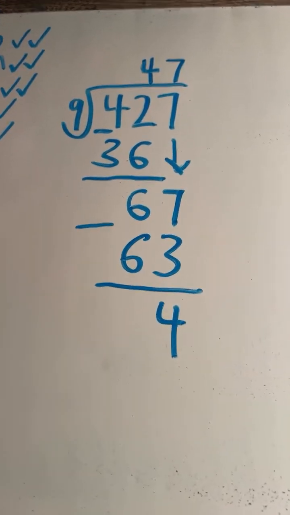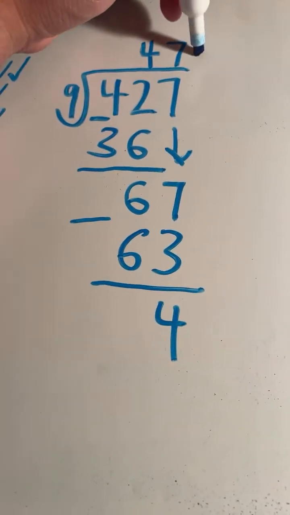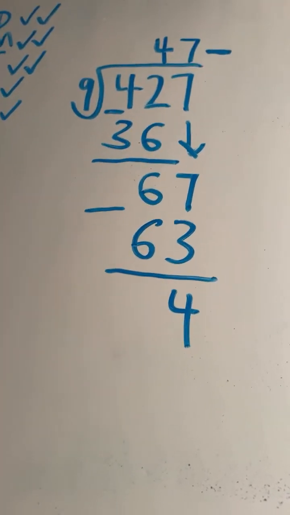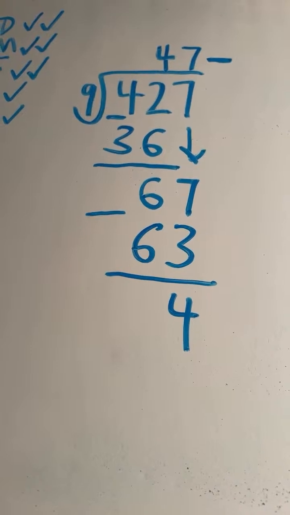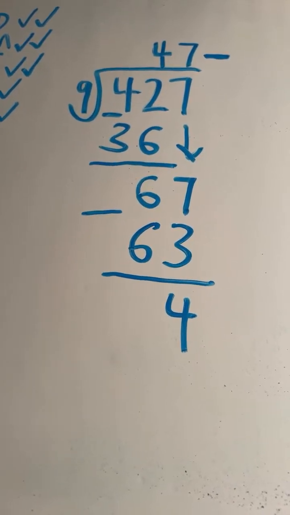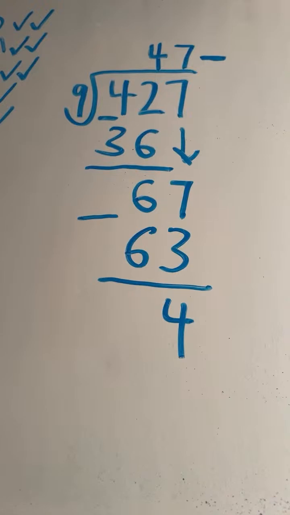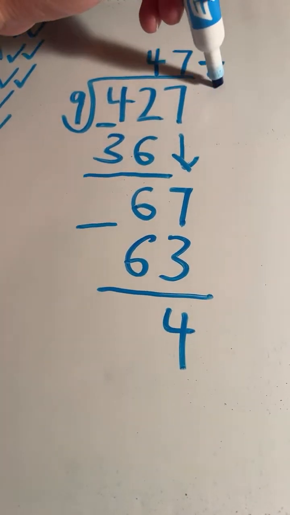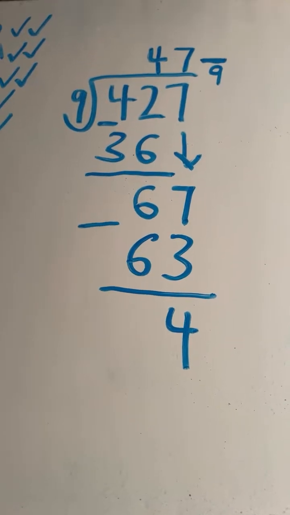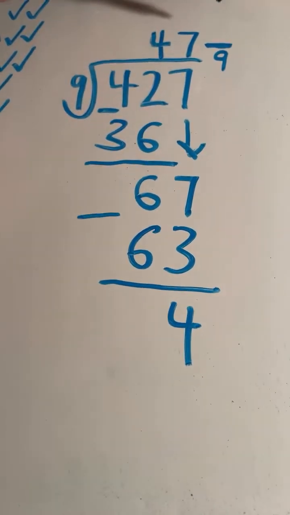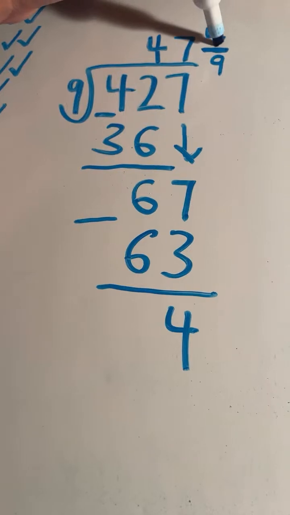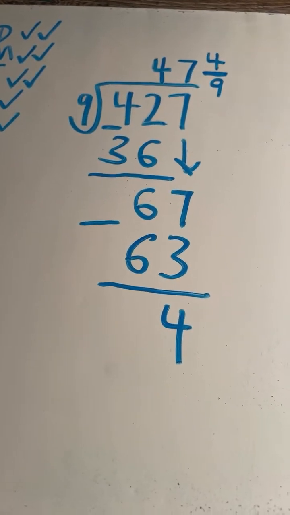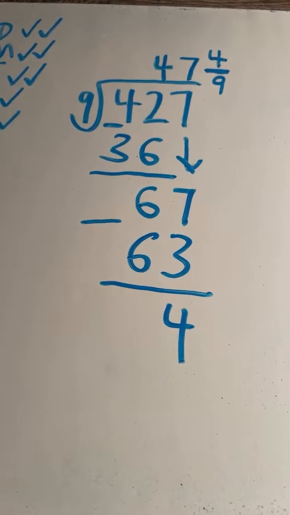So how do we figure out the mixed number? Well, we have a whole number and a fraction here. That's what a mixed number is. So the number we're dividing by is our denominator, and our remainder is our numerator. So what are we dividing by? We're dividing by 9. 9 is our denominator. What is our remainder? Our remainder is 4. 4 is our numerator. So we have our final answer. 427 divided by 9 equals 47 and 4/9.